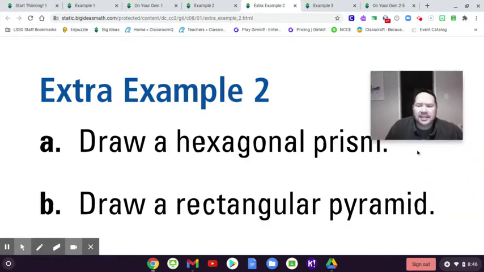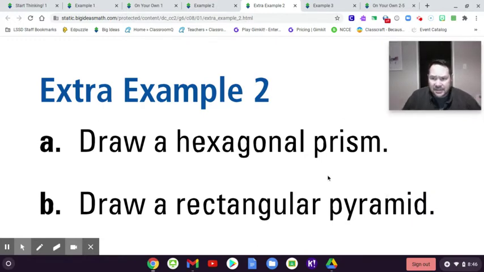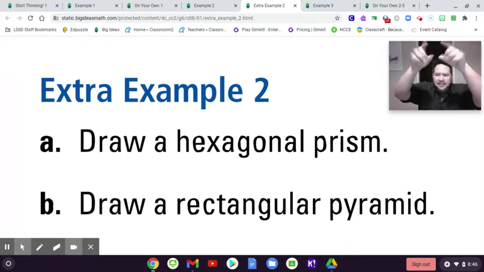Now, a hexagonal prism. What would the base of a hexagonal prism be? Yes, it would be a hexagon, a six-sided object. Also for your notes, a pentagon is a five-sided object, so you'll see these terms used quite a bit. A hexagonal prism is basically a hexagon and a second hexagon, all connected with six edges. In a rectangular pyramid, you would draw a rectangle for the base and then a point at the top, because pyramids meet at a point.